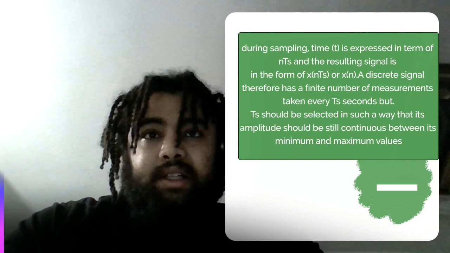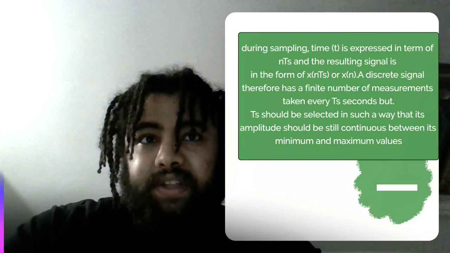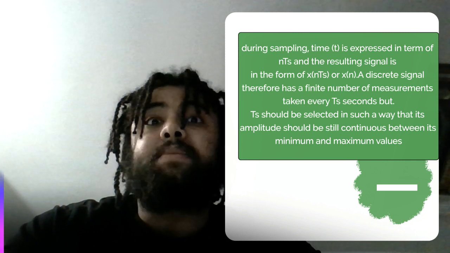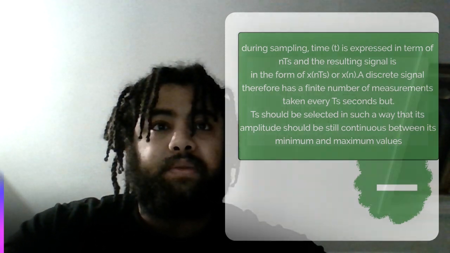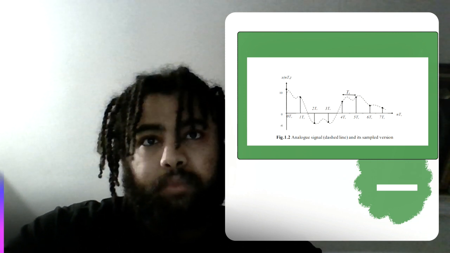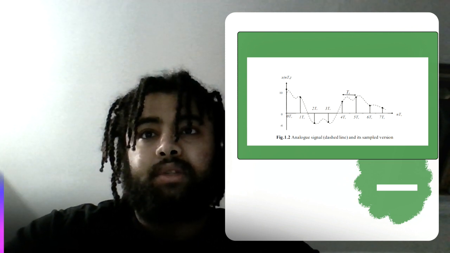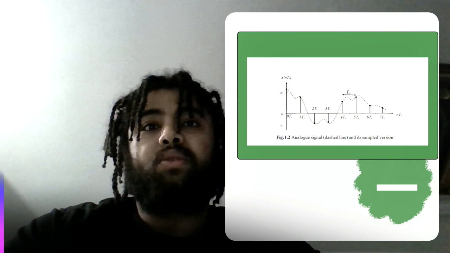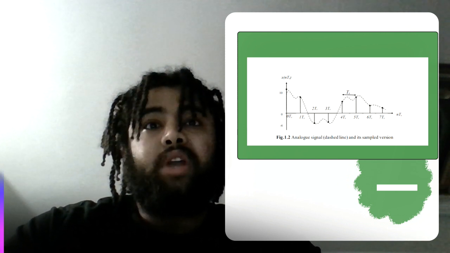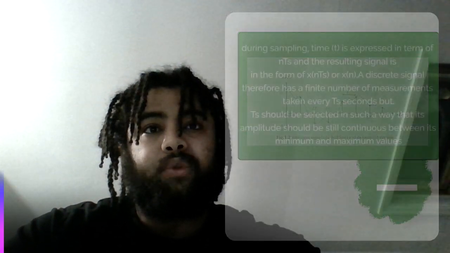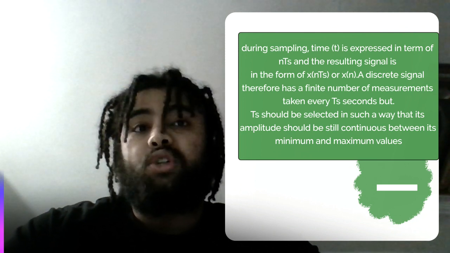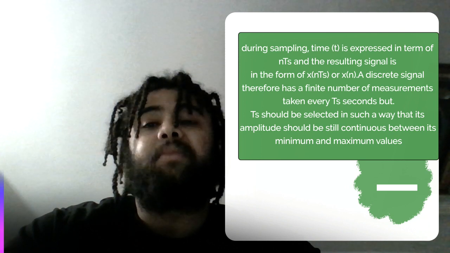So a discrete signal therefore has a finite number of measurements taken every Ts seconds, but Ts should be selected in such a way that its amplitude is still continuous between its maximum and minimum values. Let's take a look at the previous picture. If you look at this figure, the amplitude is still continuous. It has a finite amount of values within a range of time, but it's still continuous, and we need that. So whenever we select the sampling period Ts, we have to take into consideration that its amplitude should still be continuous between its minimum and maximum values.